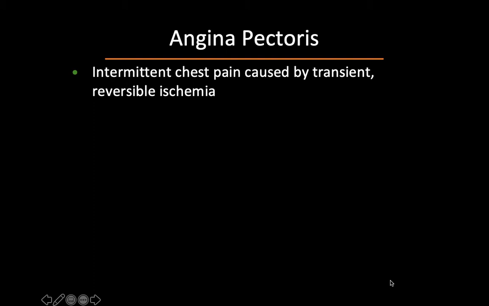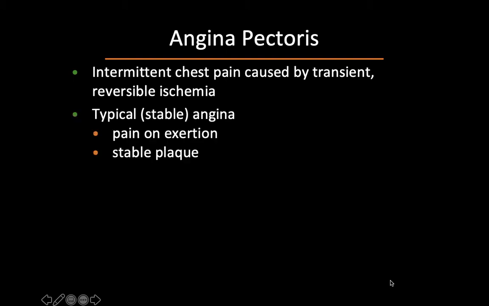Now, angina pectoris is due to this ischemic heart disease, and what happens is the person is going to experience chest pains. And it can be caused by transient ischemia, and you may only get it for a little while and then it's reversible, or it could be more long-term. So there's a couple different types of angina that people can experience. One is called typical or stable angina, and the person is going to have more pain upon exertion.